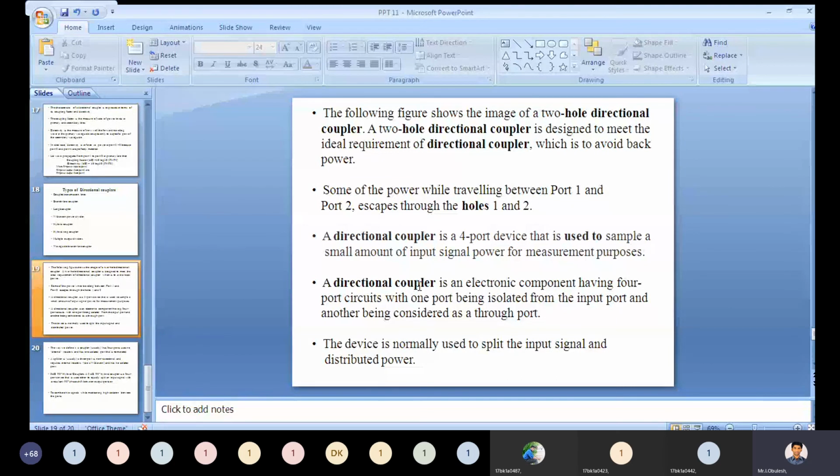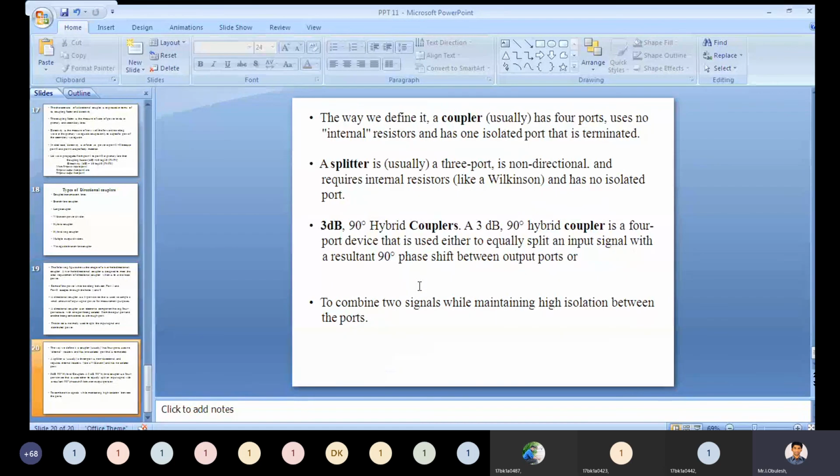And one more important point is, what is the directional coupler used for? A directional coupler is a four-port device that is used to sample a small amount of input signal power for measurement purposes. You need to remember that. These are very, very important topics, and there is one more you need to see.